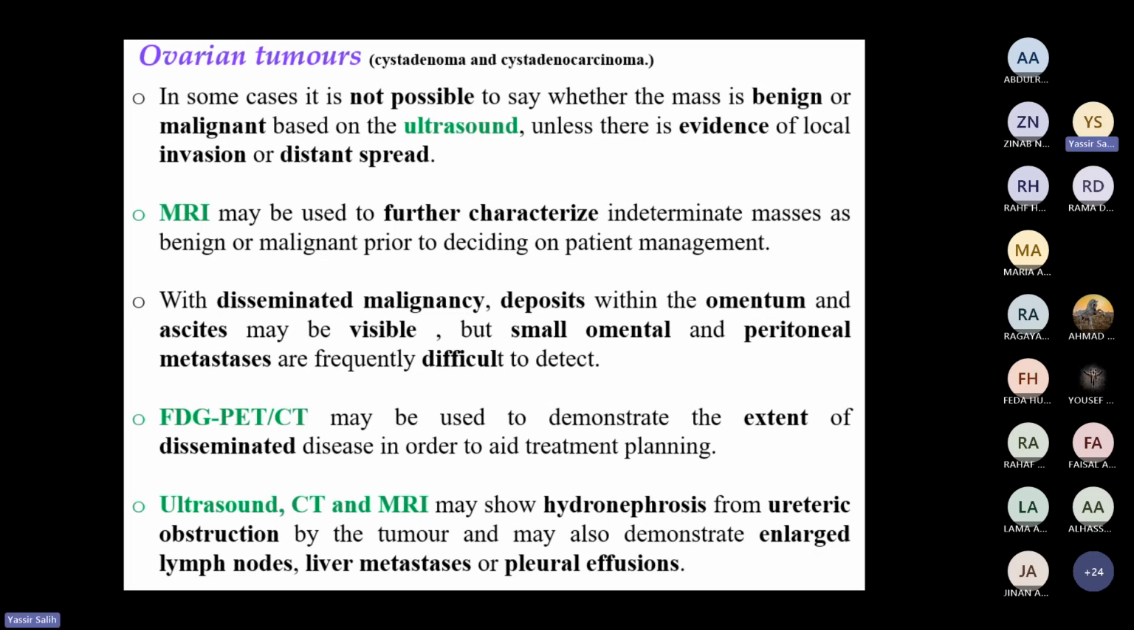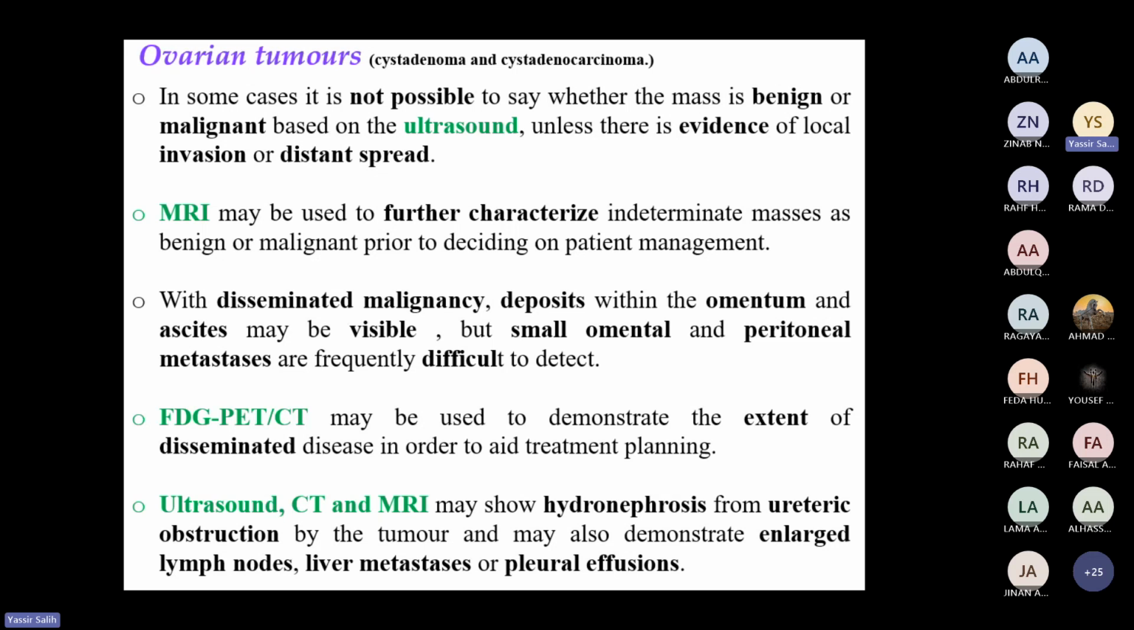طيب ممكن نعمل ايضا PET scan. طيب PET scan helps us in what? Metastasis. Yes, in grading of the metastasis, to demonstrate the distant metastasis. لكن ما بنعملها عشان نشوف الاوفري سيلف، يعني distant metastasis.